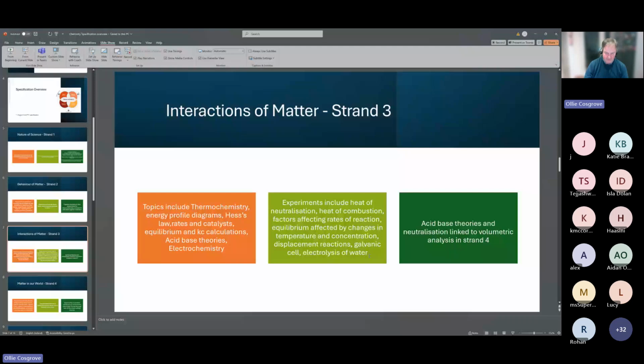We've all heard of electric cars powered by batteries. The chemistry of batteries now is very, very important. And if they could just discover ways of charging the battery faster or making the battery smaller, obviously that would be a major plus in our modern world. The acid-base theories and neutralization that are mentioned in strand 3 also reoccur in strand 4.